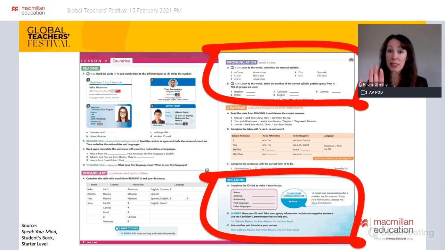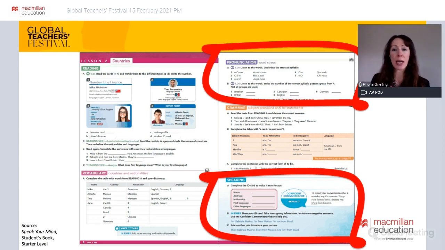So firstly, let me say you don't need to read this in detail. Don't worry, please. This is from Speak Your Mind Students Book Starter Level, and this is a spread showing a complete lesson. On the left, we've got a reading section on the top. On the left again, at the bottom, we've got a vocabulary section, picking out the words from the reading.